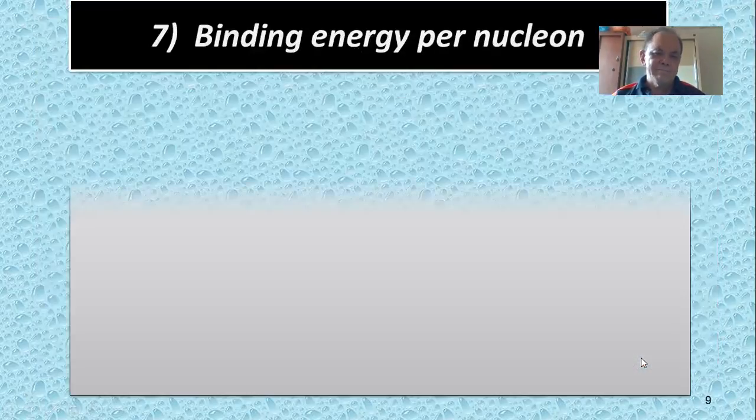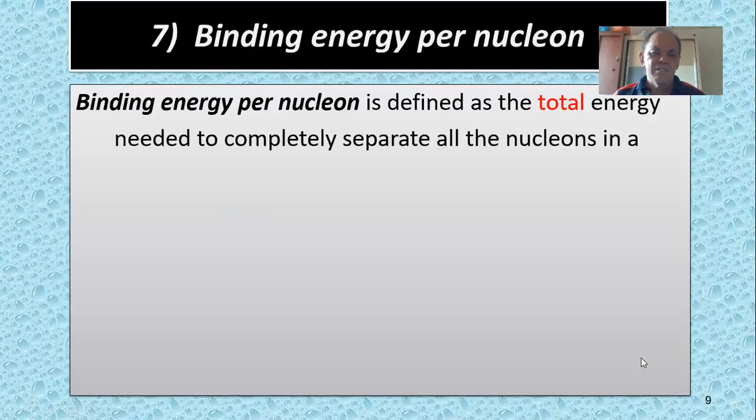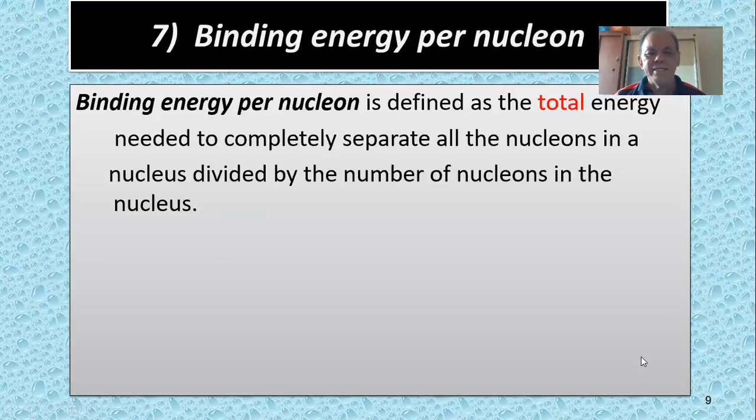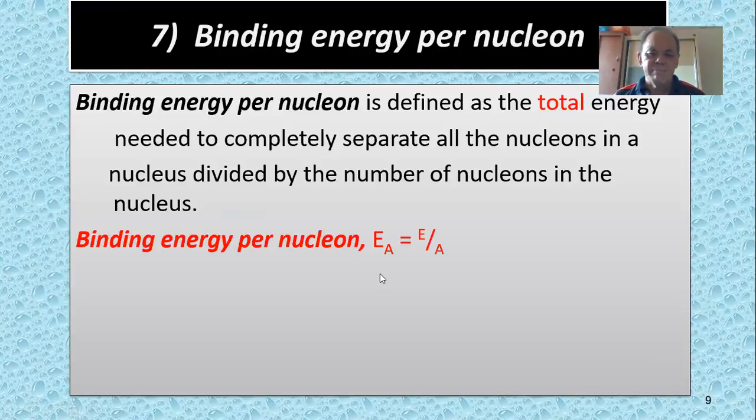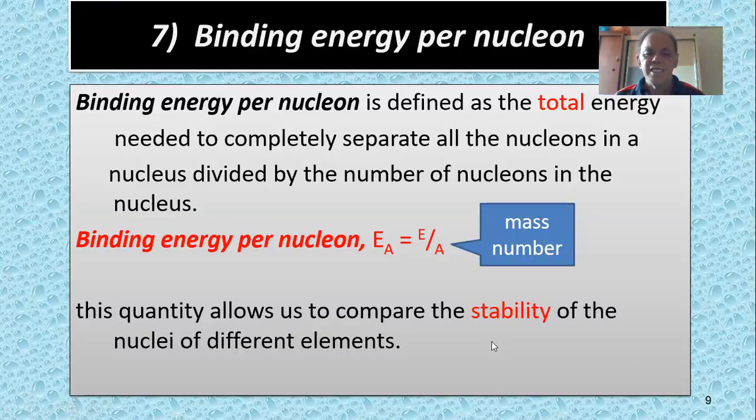Binding energy per nucleon is defined as the total energy needed to completely separate all the nucleons, same as before, but divided by the number of nucleons in the nucleus. This allows us to compare the binding energy per nucleon for each nucleus. So binding energy per nucleon is just the binding energy, represented as E, divided by the number of nucleons. This quantity allows us to compare the stability of the nuclei of different elements.